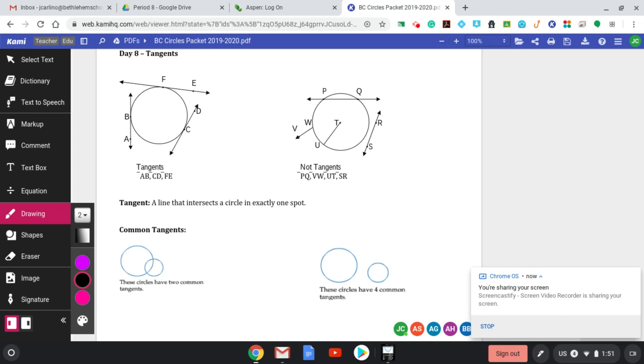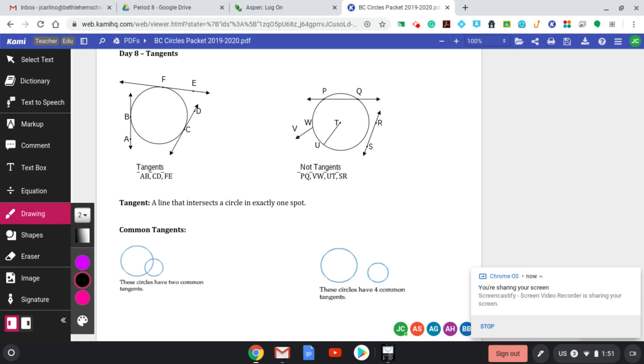Okay, everyone, now we're on to day 8, which is tangents. First thing, the first couple days of this unit was formulas, theorems. Now what we're going to turn our attention to is different parts of a circle. You guys already know the chords, the diameters, the radii. Now we're going to go into some other special types of segments and lines in a circle.